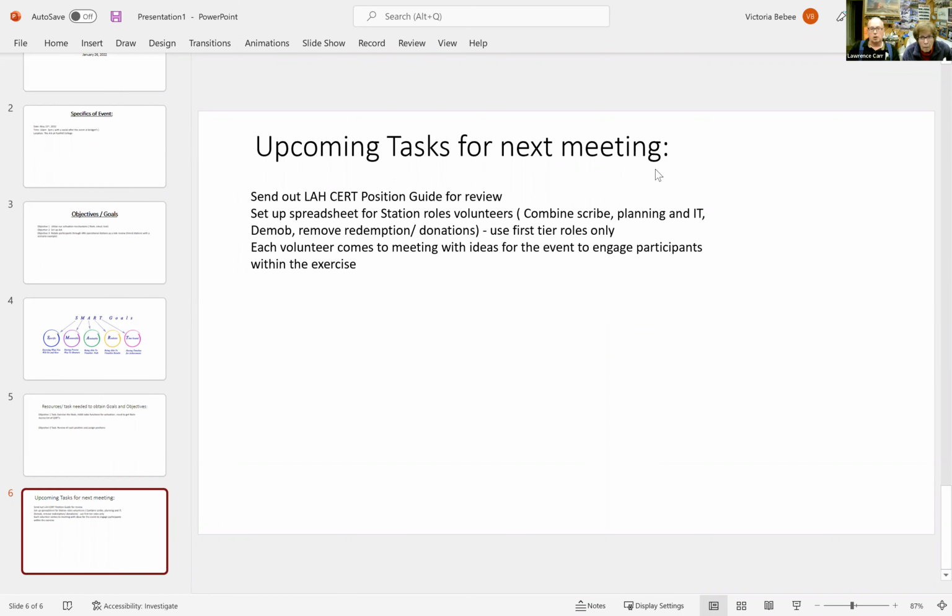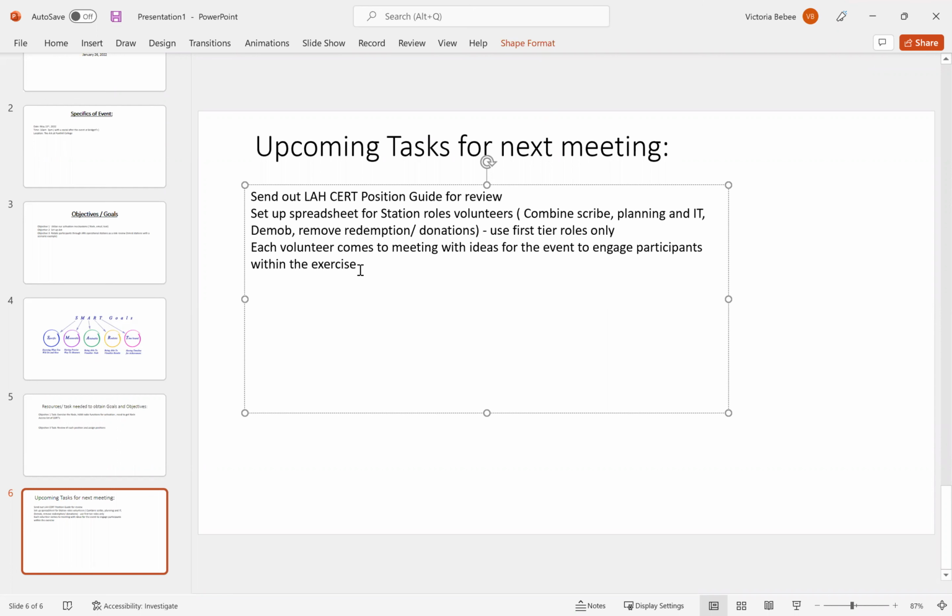When do you plan the next meeting? Good question, Larry Carr. I was just going to say, should we give ourselves a time frame for that? Because we're going to want to tell people to take a look at these positions. We're going to create the spreadsheet and give people time to figure out how they're going to engage their participants. I say a month. Is that too long? I think so, given there's not a lot to do between now and the next meeting. Yeah, I think you also want to get momentum rolling here.